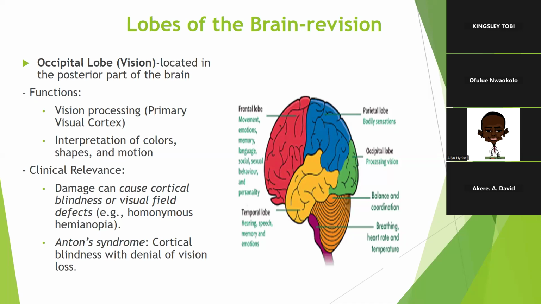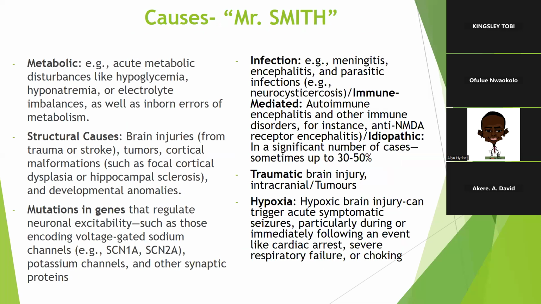So damage to this lobe can cause cortical blindness, and what we call Anton syndrome, where there's cortical blindness, but the patient denies vision loss. The patient believes he can see, all right, but there's cortical blindness. So this is just a division of the different lobes of the brain.